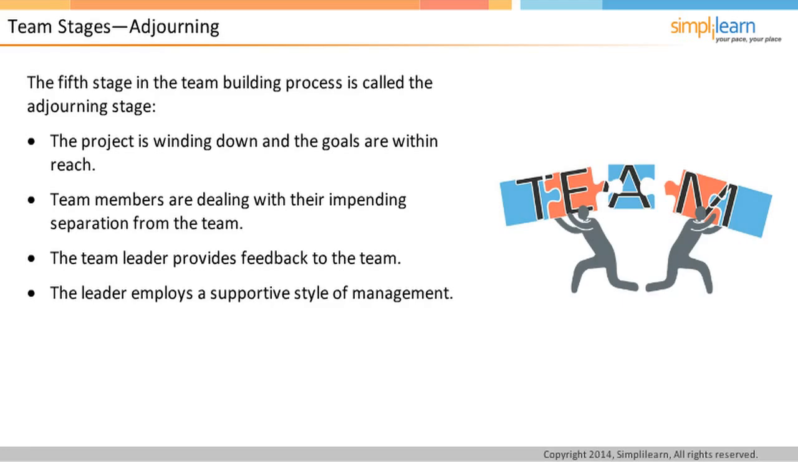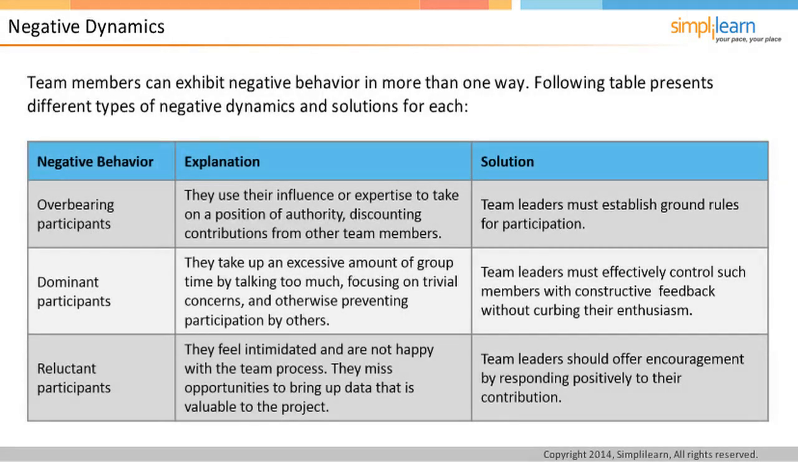Team members can exhibit negative behavior in more than one way during the project life cycle. This behavior has a negative effect on the dynamics of the team. The first kind of negative participants fall in the category of overbearing participants. These participants use their influence or expertise to take on a position of authority, discounting contributions from other team members. To cope with such participants, team leaders must establish ground rules for participation and reinforce that the group has the right to explore any area pertinent to team goals and objectives.